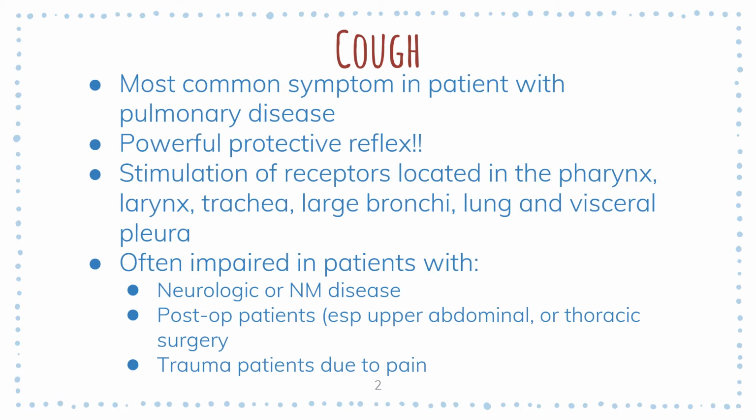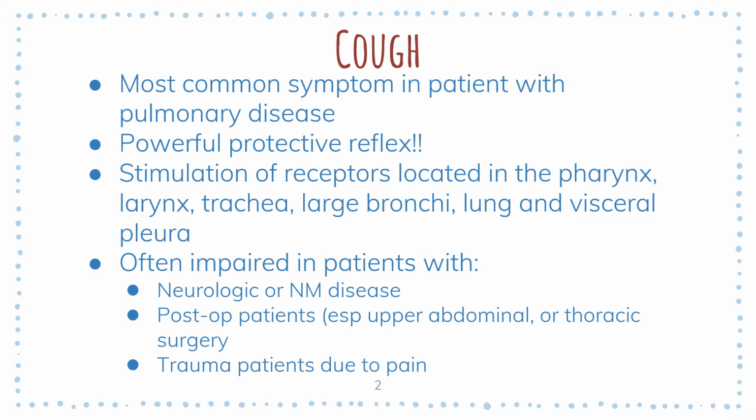Alright, so you're going to think that we're kind of crazy how much we can talk about cough and sputum and chest pain and shortness of breath, but it's all very important as part of our assessment. Okay, so when our patient has a cough, it's one of the most common symptoms in patients with pulmonary disease. Our cough is very important. It's a very protective reflex. It helps us from aspirating. And there's different receptors that are located in the pharynx, so the back of the throat, the larynx, around your voice box, your trachea, your large bronchi, and your lung and visceral pleura.